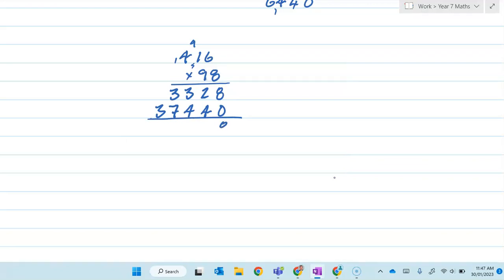0 and 8 becomes 8. 4 and 2 is 6. 4 and 3 is 7. 7 and 3 is 10. Down to 0, carry the 1, and that's 4. So we have 40,768.